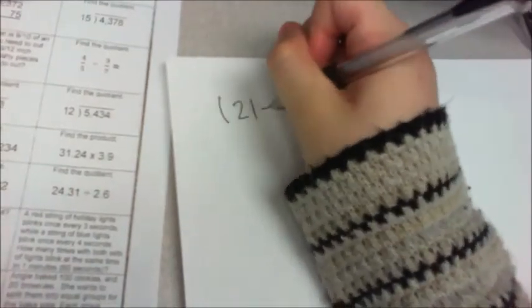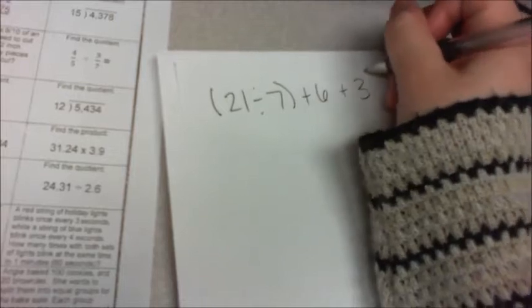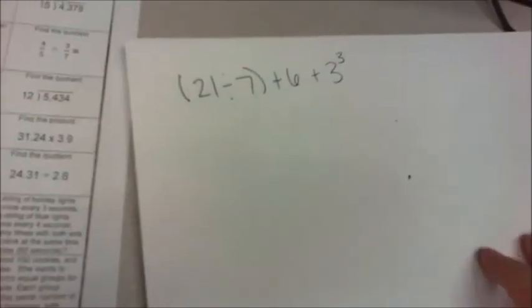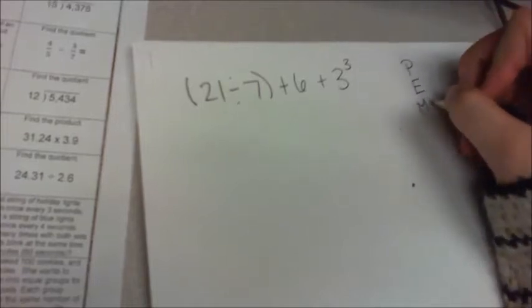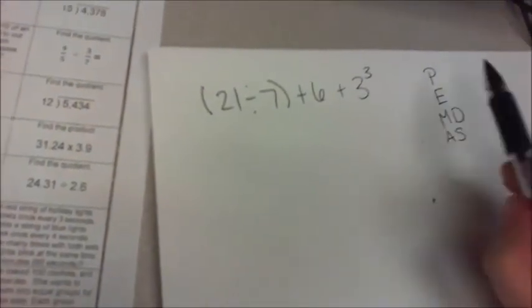Alright, we're on the Thursday column, almost done. And the first one on Thursday is order of operations. We have 21 divided by 7 plus 6 plus 3 cubed. I know my order of operations is parentheses, exponents, multiply, divide, add, subtract.